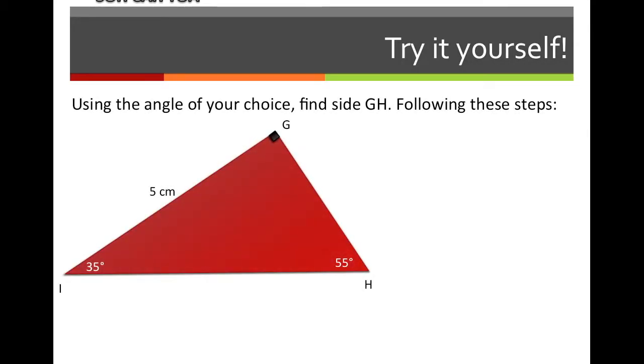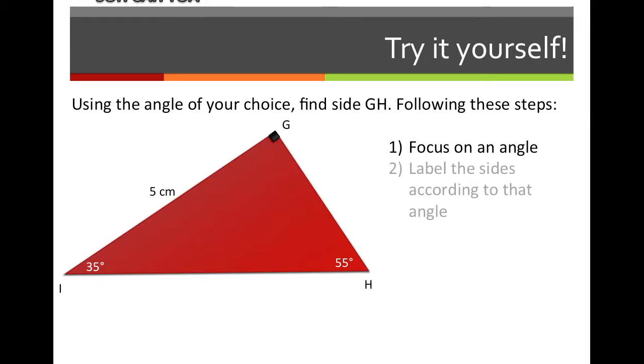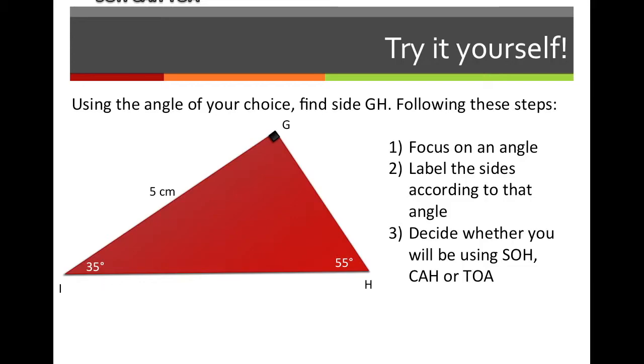Try it yourself. Using the angle of your choice, find side GH using trig ratios. Follow these steps. You first focus on an angle, you label the sides according to that angle, and you decide whether you will be using SOH, CAH, or TOA. And finally, you're going to have to cross multiply your ratios to solve for whatever GH is equal to.